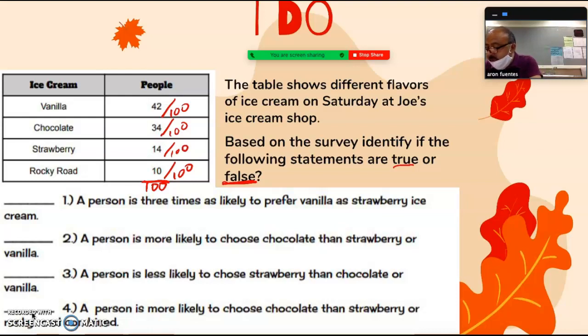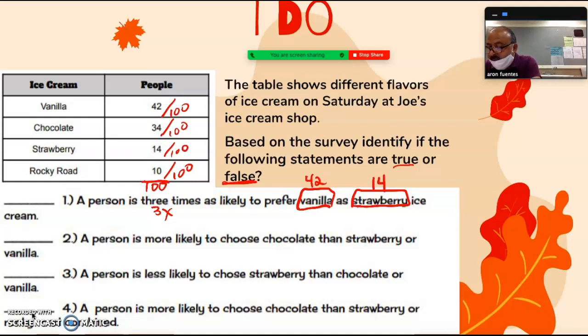So the first statement says a person is 3 times as likely to prefer vanilla as strawberry ice cream. That means vanilla would have to be 3 times greater or equal to strawberry. Okay, so let's look at vanilla. How many people actually selected vanilla? 42. What about strawberry? 14. Again, we're looking for 3 times that amount.